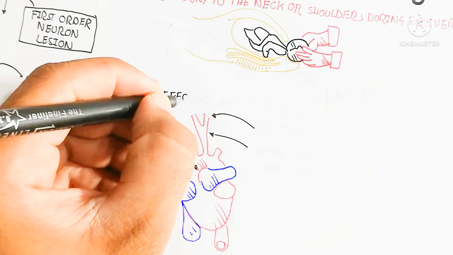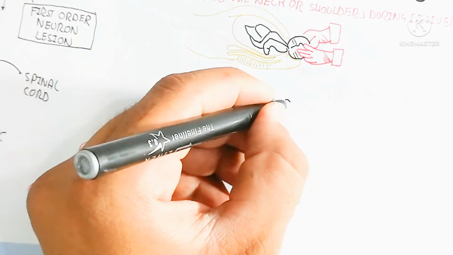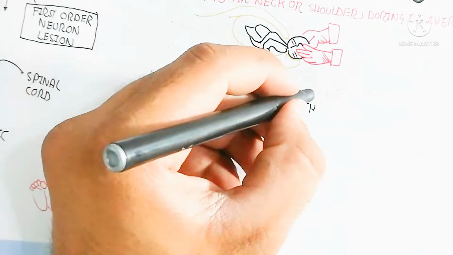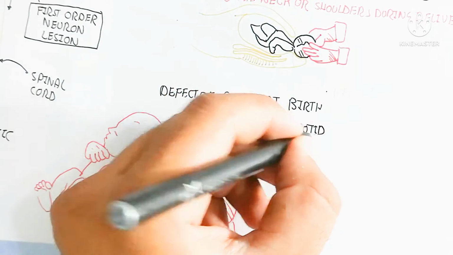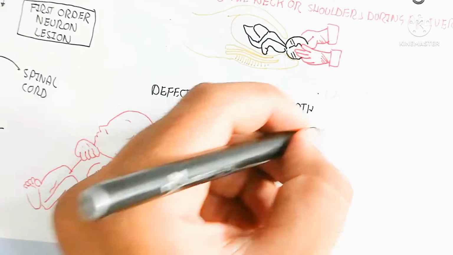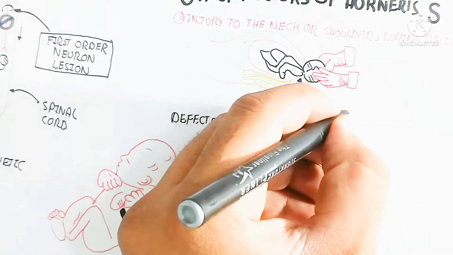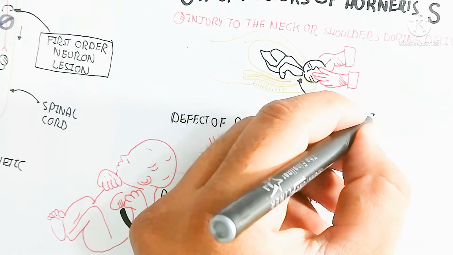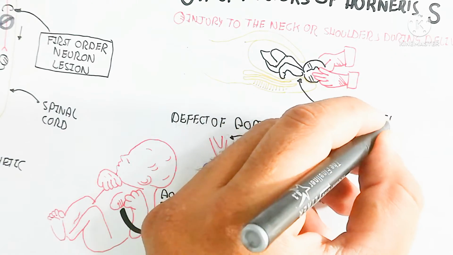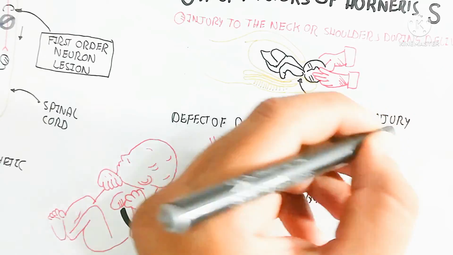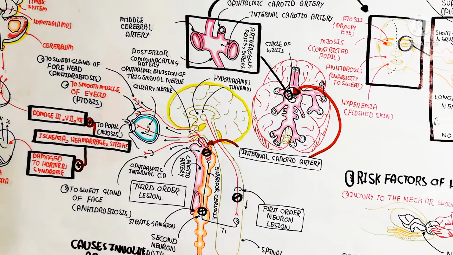And a defect of the aorta at birth. During birth, the aorta can be defective and will not completely supply blood to the brain through the subclavian artery and carotid artery due to the damage. So they are not completely working. The aortic arch can be damaged, which will lead to this problem. Horner syndrome can occur.